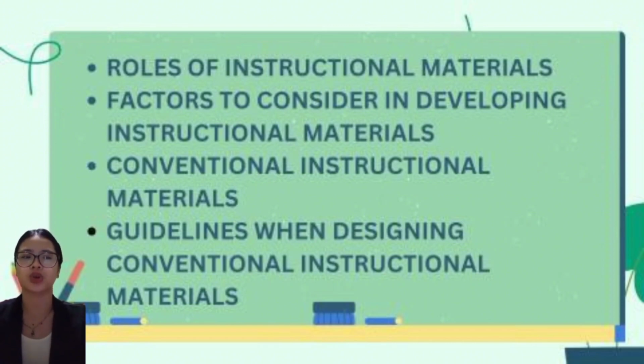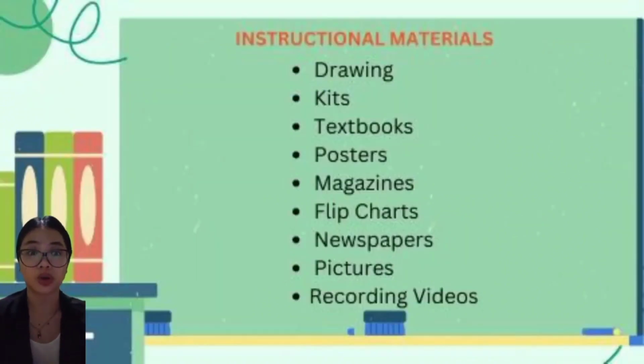Here we are able to know the roles. We are going to identify the factors, and then select conventional materials, and right after identifying conventional materials, we will know the different guidelines when designing the instructional materials. By the way, I would like to introduce to you the different kinds of instructional materials. First, drawing. Second, kits, textbooks, posters, magazines, flip charts, newspapers, pictures, and recorded videos.